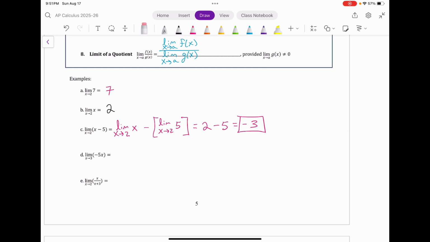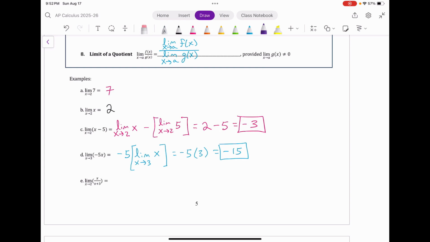One thing to note is that anytime you have a constant like this or a coefficient, you can take that outside the limit. Just to show this as a useful skill, we can say negative 5 times the limit as x approaches 3 for x. This would be negative 5 times plugging a 3 into the function, and you can see we get the same thing.